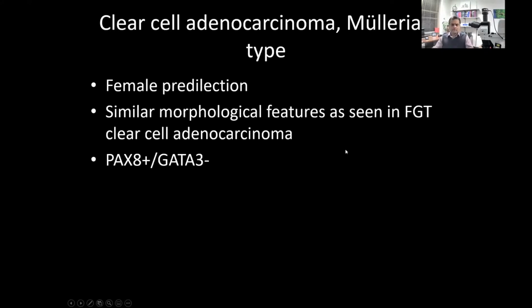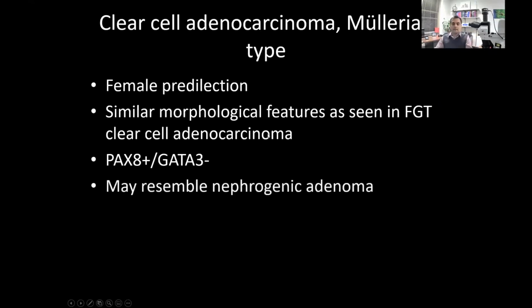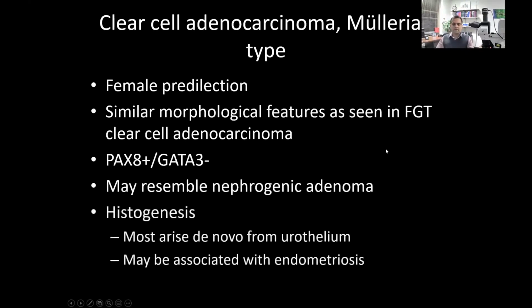So this cancer, even in the bladder, has a female predilection, and it has very similar morphologic features to what we see in the female genital tract clear cell adenocarcinoma. And typically, as is found in these tumors, these will be positive for PAX8 and negative for GATA3, as we saw in this particular case. And it might also resemble nephrogenic adenoma in many areas. So the histogenesis, the theory is that most of these arise actually de novo from the urothelium itself, or in case of female patients, they may be associated with foci of endometriosis that give rise to these clear cell adenocarcinoma.